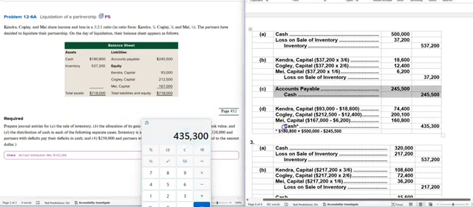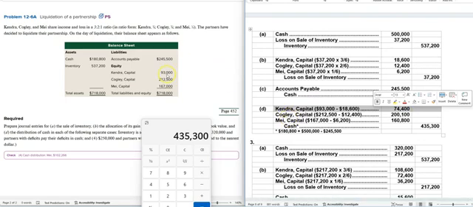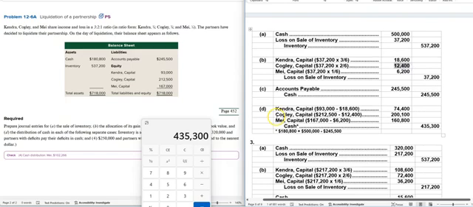This cash is going to be paid out to the owners based off of their capital amounts. Kendra's capital had been $93,000, but the loss decreased it by $18,600. Kendra will receive $74,400 in cash. Cogley had been $212,500. It was decreased by Cogley's share of the loss on the inventory sale, bringing Cogley's down to $201,000.